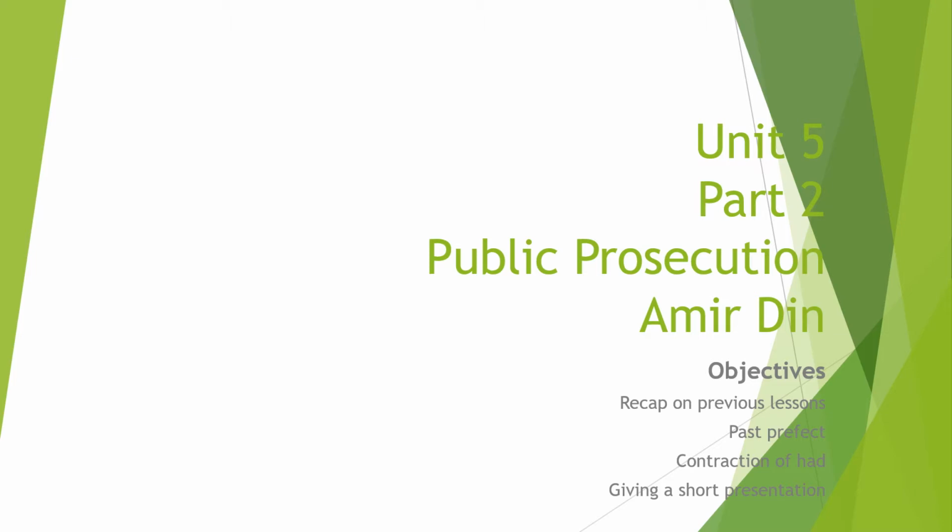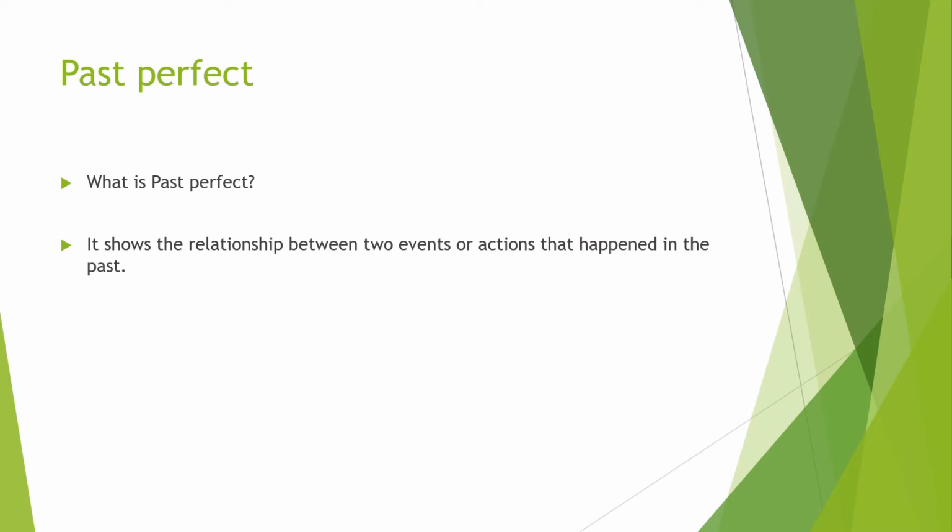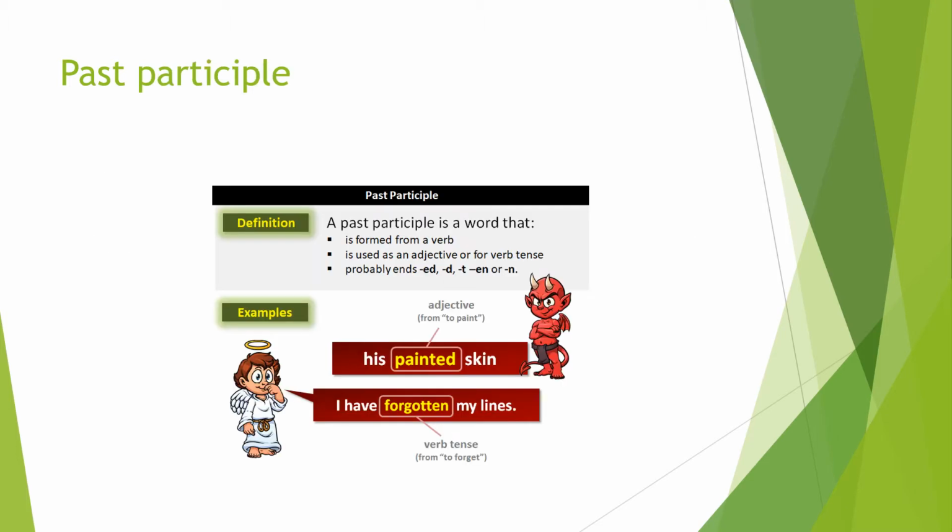Now, in today's lecture, we'll talk about the past perfect, contraction of had, and giving a short presentation. So let's proceed. So what is past perfect? Well, it shows the relationship between two events or actions that happened in the past. So guys, we're on page 104. Participle ends in ed, d, t, en, or n.